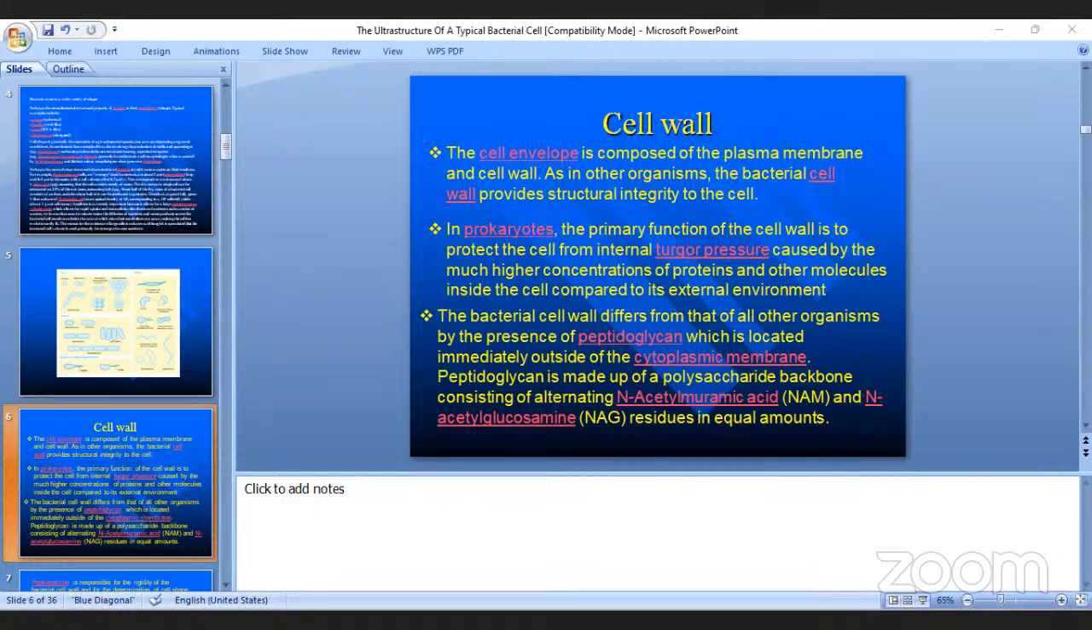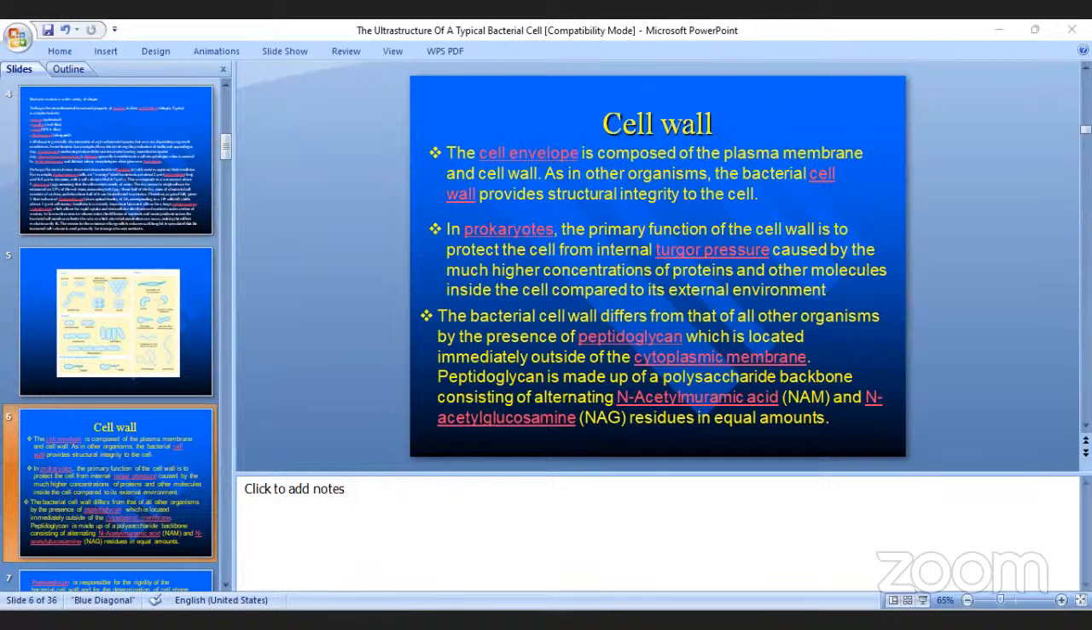This difference, the basis of the gram stain reaction, was developed by Hans Christian Gram in 1884. Gram positive versus gram negative cells: gram positive cells have thick peptidoglycan, as I already told you, embedded with teichoic acid. Teichoic acid is present in gram positive bacteria. In gram negative bacteria, there is a very thin peptidoglycan layer, an outer membrane with lipopolysaccharide, and no teichoic acid.